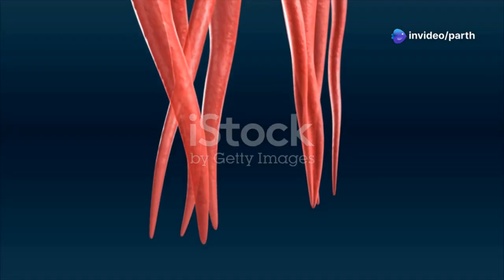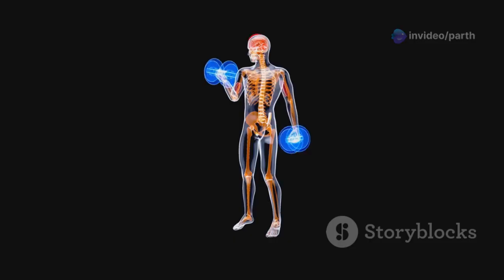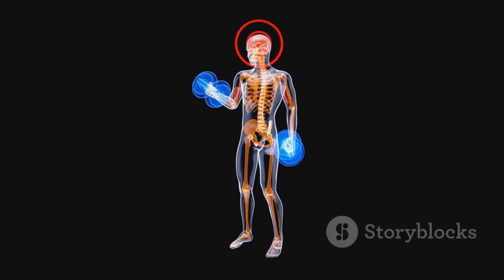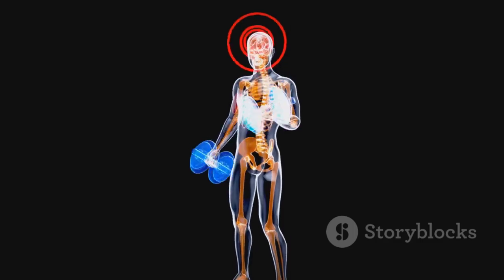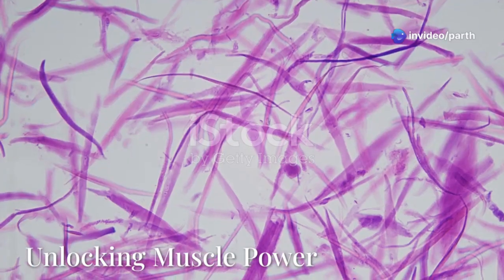This pulling action causes the actin and myosin filaments to slide past each other. As a result, the myofibrils shorten, and so does the entire muscle fiber. This shortening is what we experience as a muscle contraction.